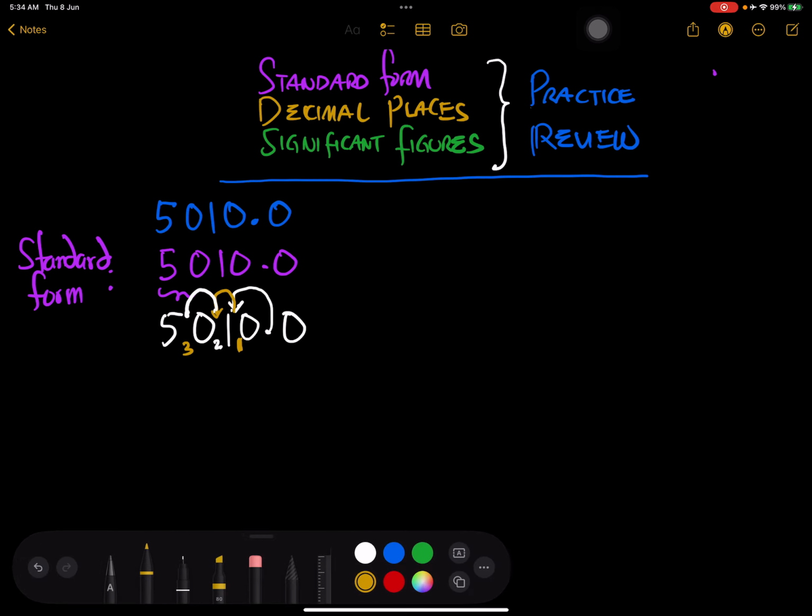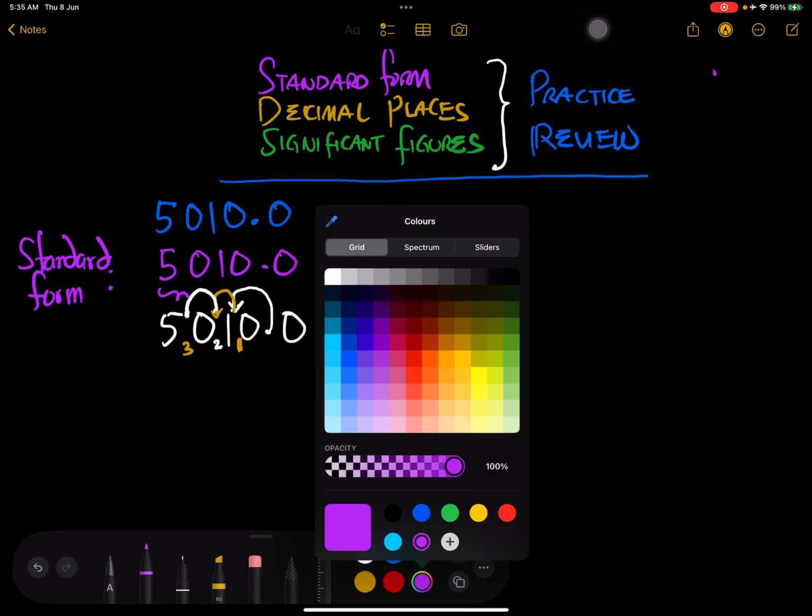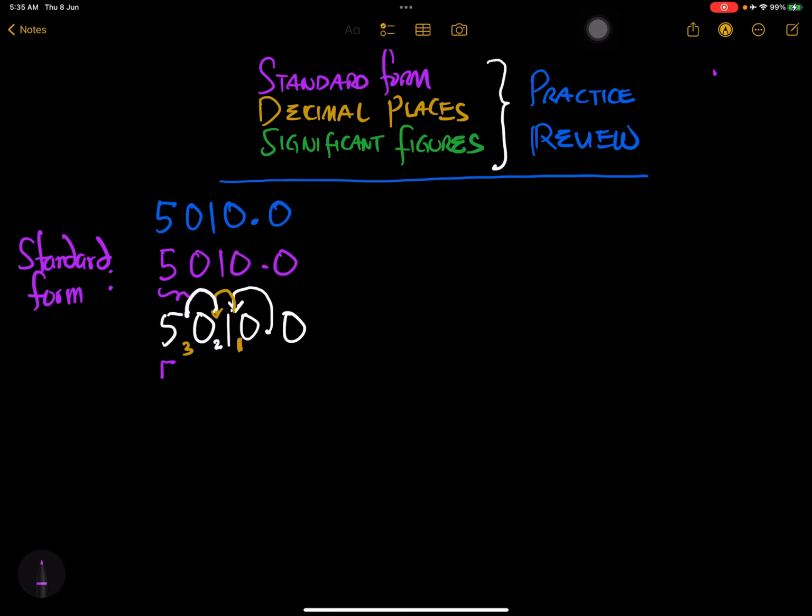So that means we have 5.010. We have to include a zero because we moved the point from here. Once the decimal point is no longer there, this zero needs to come together. But remember, we did that three times: 1, 2, 3. So we're going to multiply that by 10 to the power of 3.